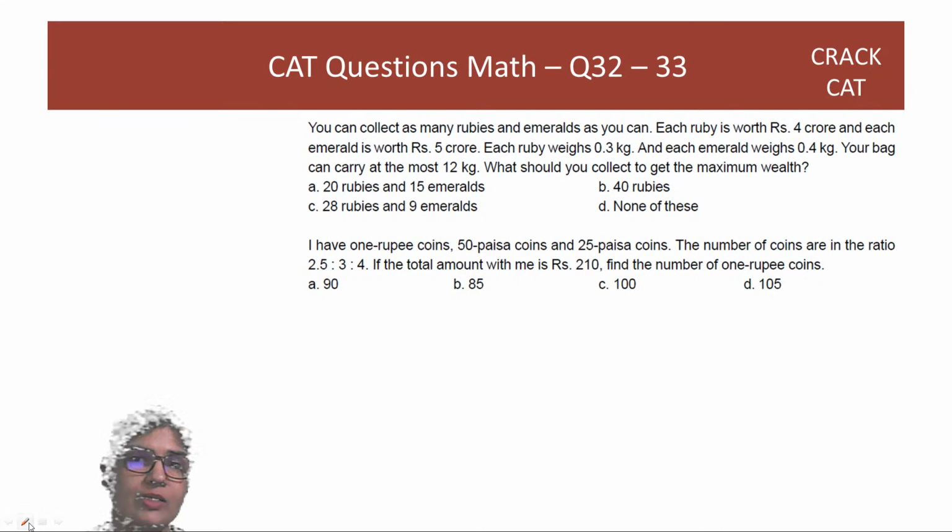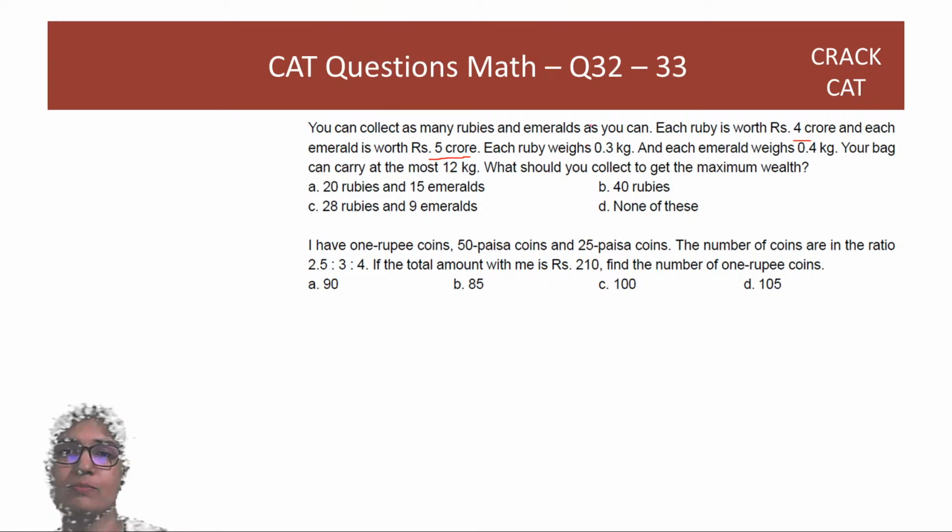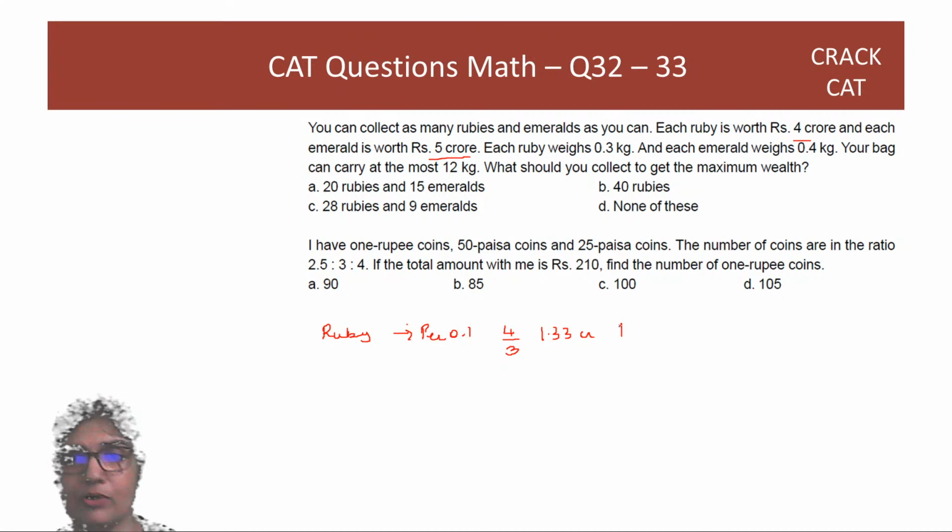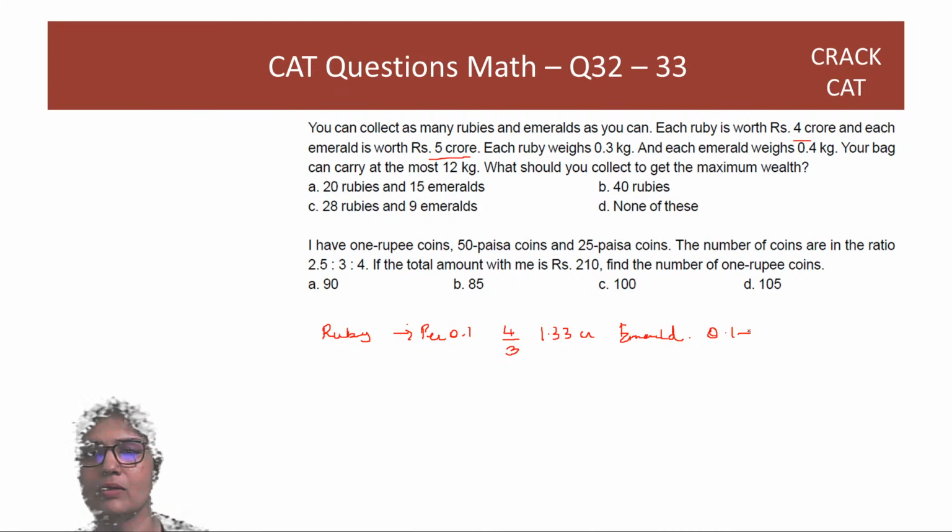You can collect as many rubies and emeralds as you can. Each ruby is worth rupees 4 crore and each emerald is worth rupees 5 crore. Each ruby weighs 0.3 kilos. So in the case of ruby, per 0.1 kilo, I make 4 by 3, which is 1.33 crore. In the case of emerald, per 0.1 kilo, I make 5 by 4, which is 1.25. So I definitely make more money in the rubies.